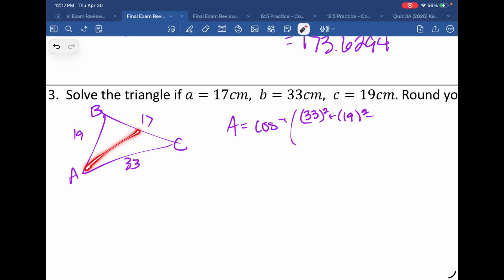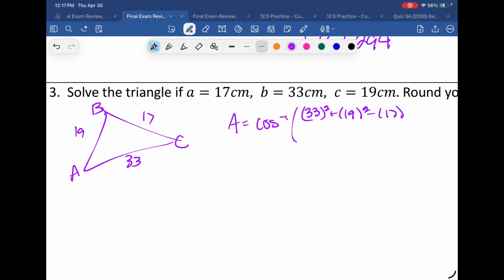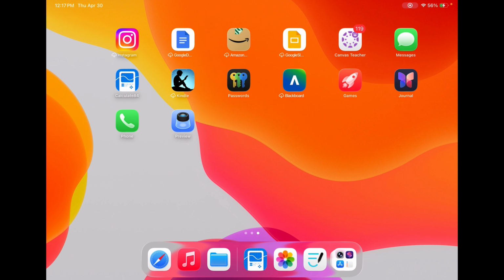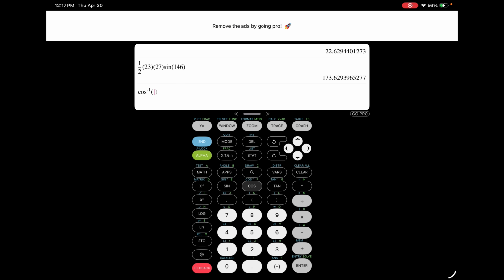Minus over 2 times both adjacent. What I wrote is what I typed, down to the parentheses and everything. So 22.2, 2 decimal, so 22.21.